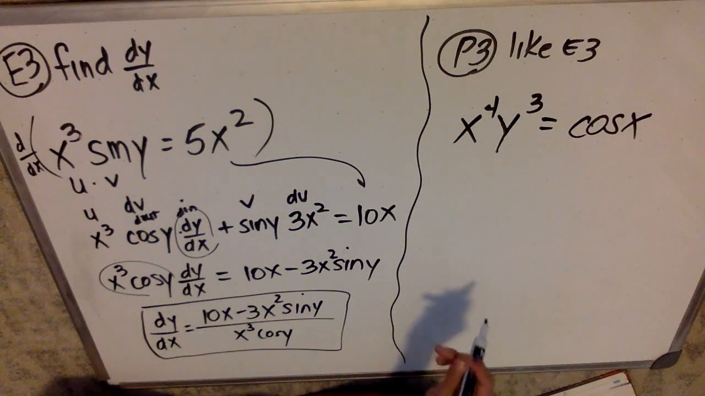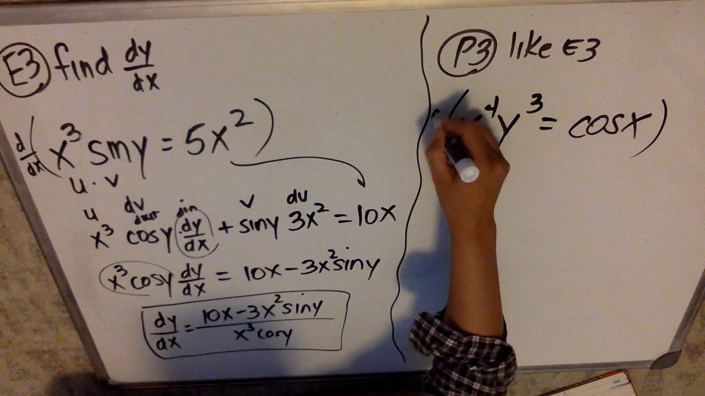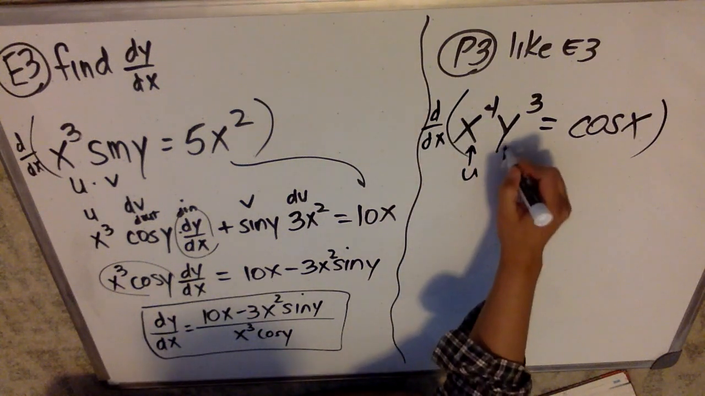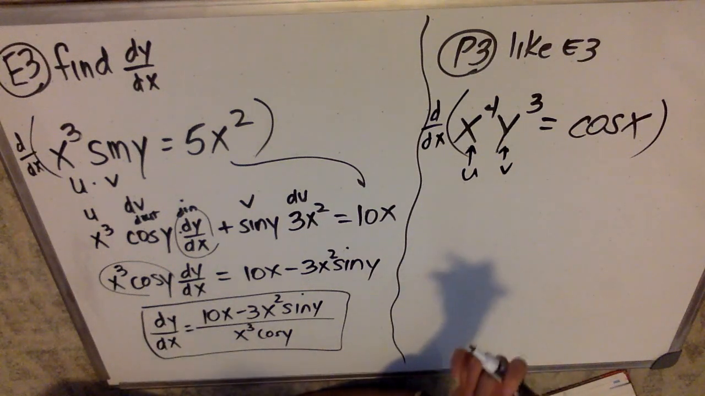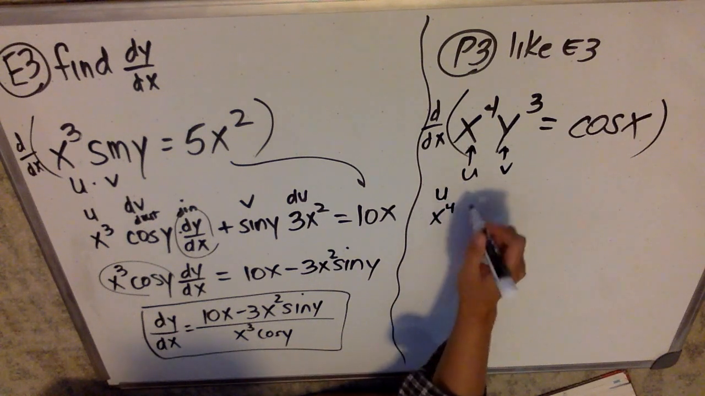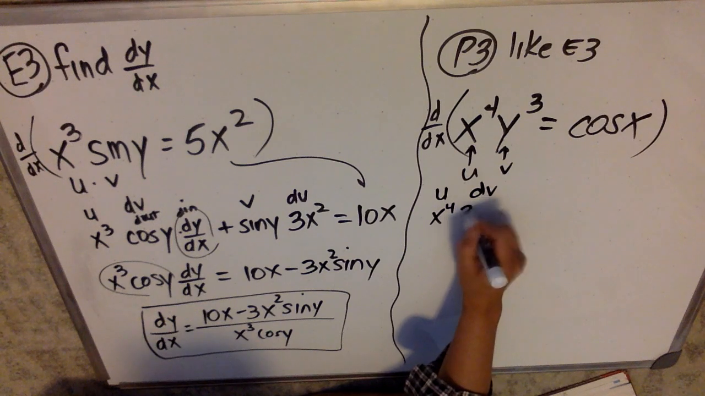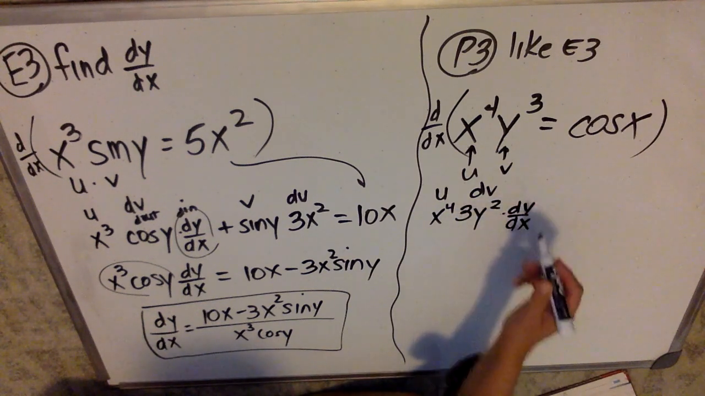So if you want to try P3 without me, go ahead and hit pause, and I'm going to walk through it now. So again, I have another product rule. Here my u is the x to the fourth, and my v is the y cubed, which is going to be a chain rule because it's a y. So when I differentiate with respect to x, I'll need a dy dx. So u is x to the fourth. dv is going to be a chain. It's going to be the derivative of y cubed, which is 3y squared times the derivative of the y.